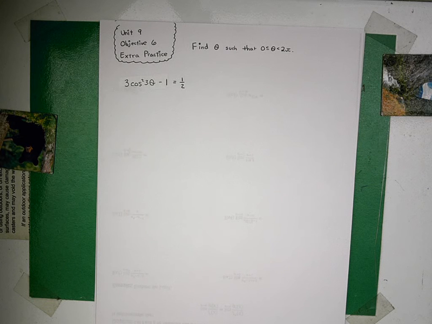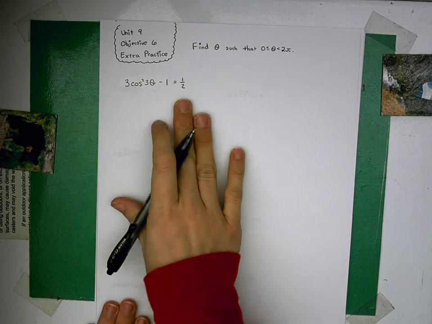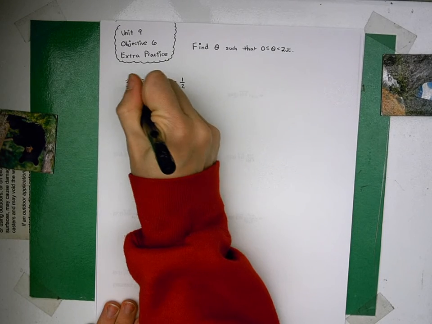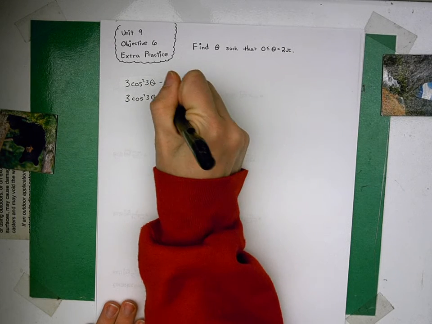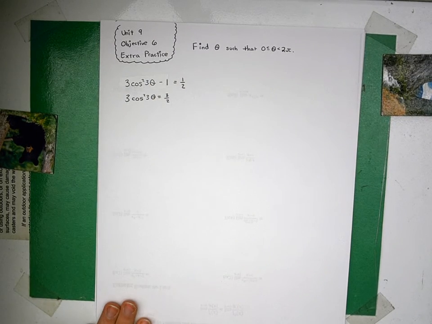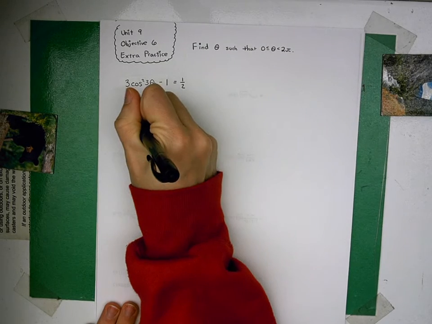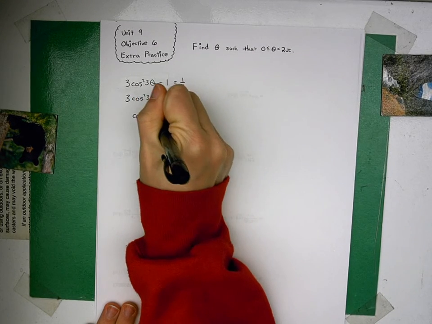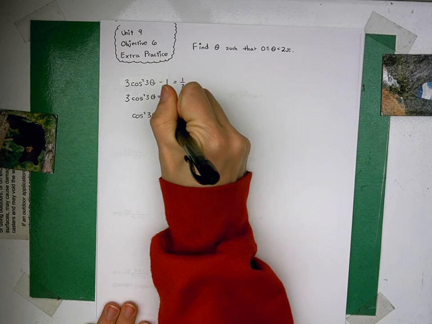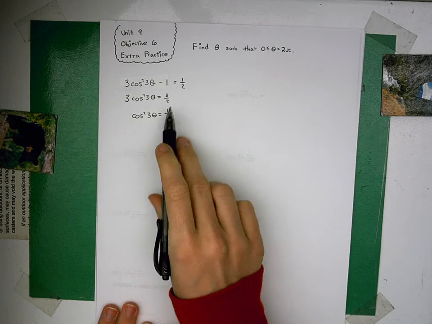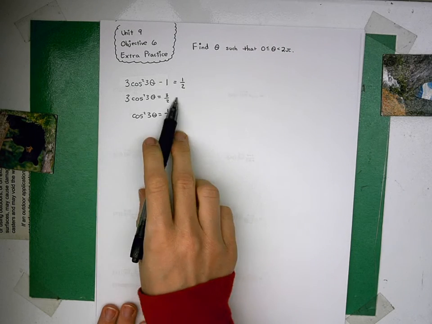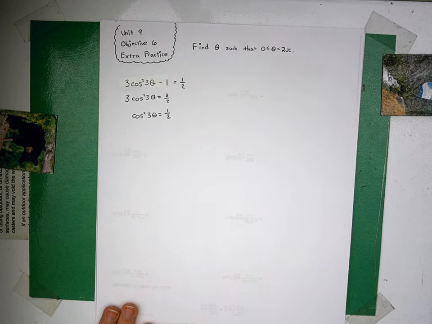Okay, so first up we need to isolate our trig function, and in this particular case that would mean adding this 1 over to the other side. So we have 3 cosine squared 3 theta equals 1 plus 1/2 is 3/2. Then we'd be dividing by 3. So cosine squared 3 theta equals 3/2 divided by 3 is 1/2, right? Or for those who struggle to see it as dividing by 3, you could see it as multiplying both sides by 1/3, if you prefer to think of it that way.